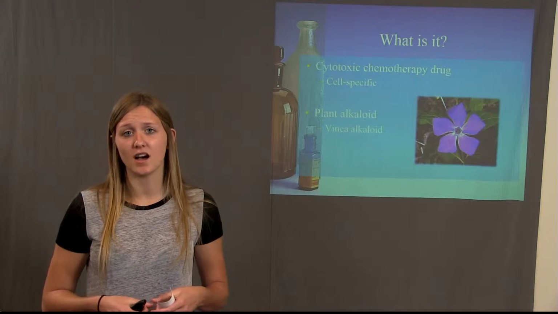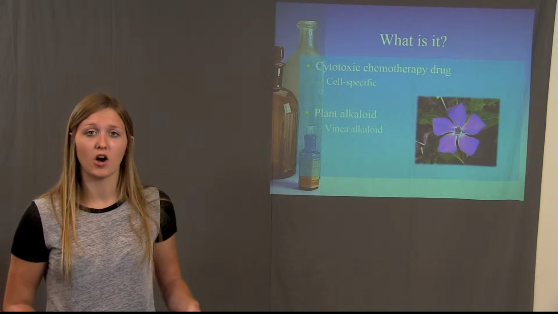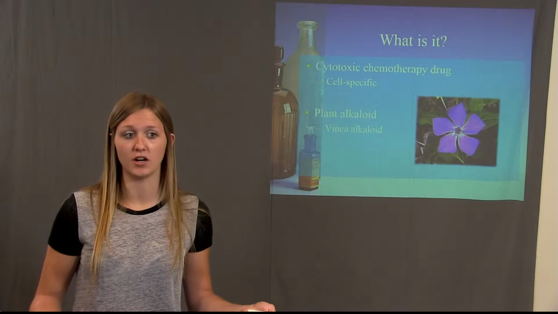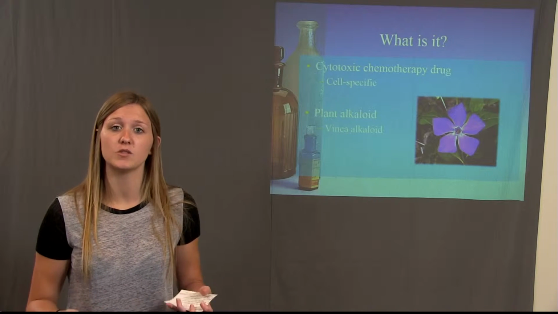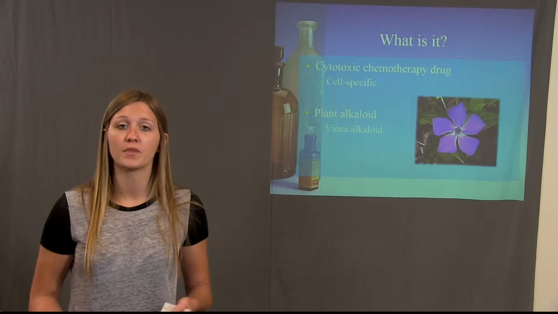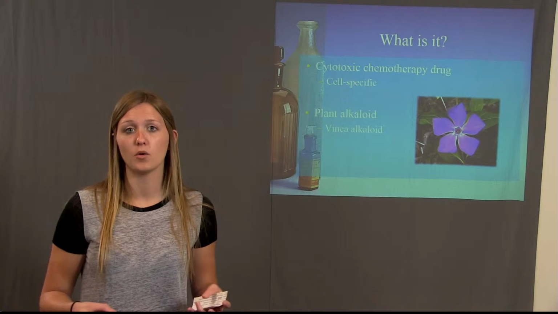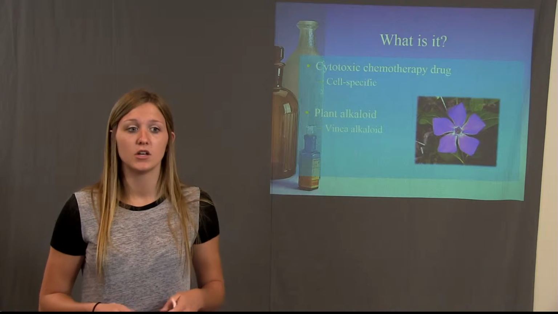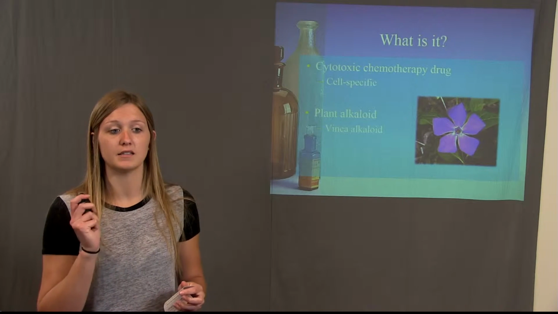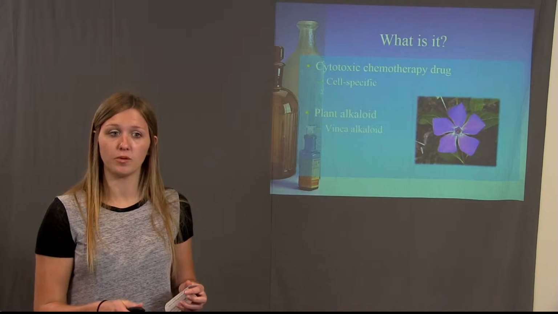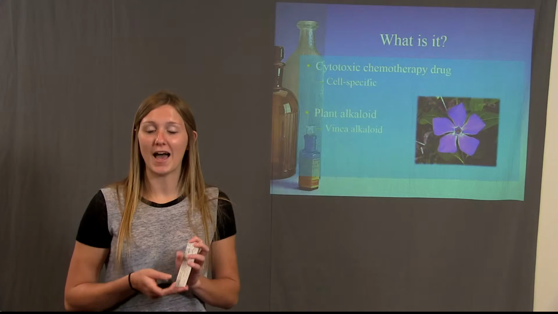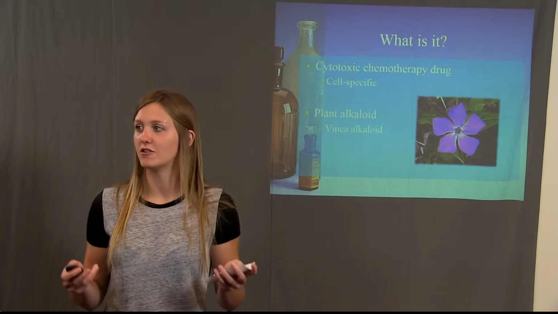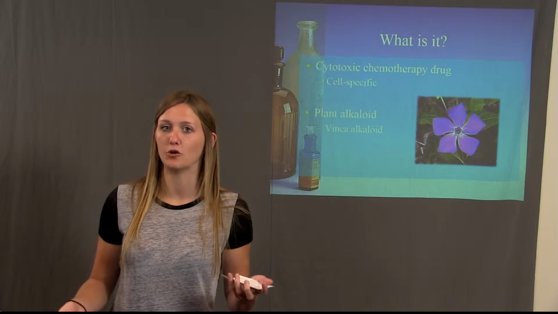Velban is a cytotoxic chemotherapy drug, also known as an anti-cancer drug. This drug is cell-specific, meaning that it affects cells which are in the dividing phase. It is also a vinca alkaloid under the plant alkaloids. So this drug is actually derived from the periwinkle plant, and that is a picture of it. It is from Madagascar, and it can also be found around here today if you pick it up from a local floral shop.